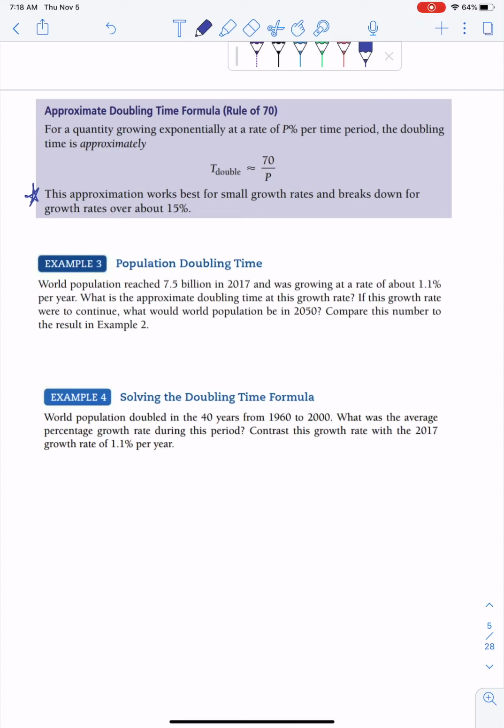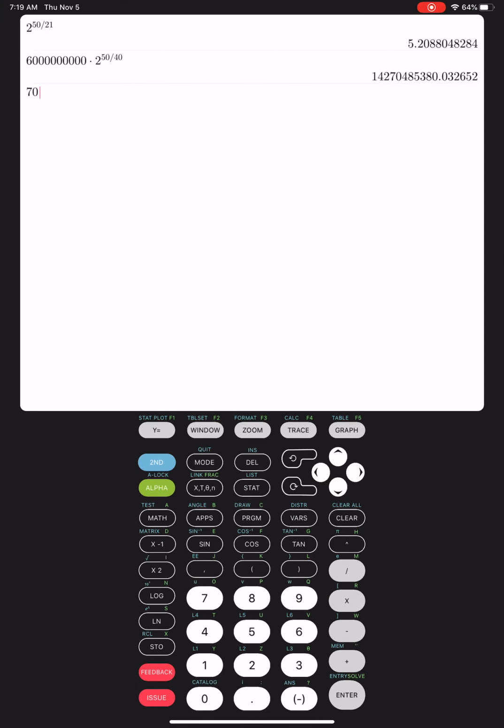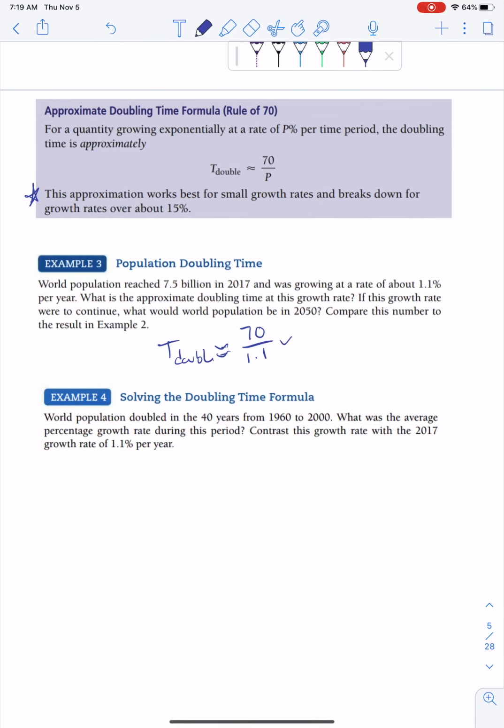So example 3. World population reached 7.5 billion in 2017 and was growing at a rate of about 1.1% per year. What's the approximate doubling time at this growth rate? So my approximate doubling time is 70 divided by my percentage, which is 1.1. So if I do 70 divided by 1.1, I get 63.636363. So my approximate doubling time is about 64 years. Approximately 64 years, okay?